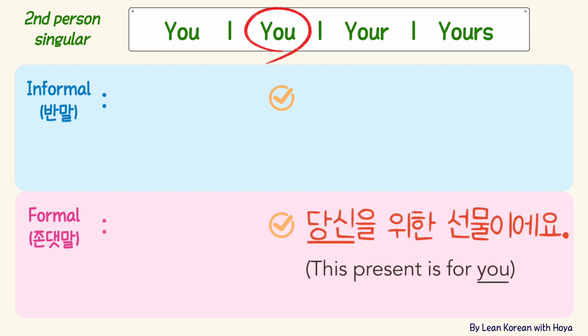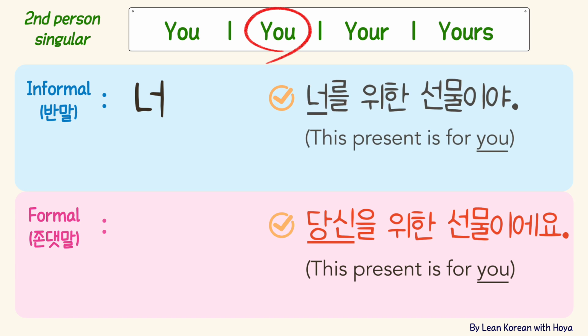The next one is the object pronoun you. And we use the same word for the subject pronoun and the object pronoun. So the informal version is 너. This present is for you. 너를 위한 선물이야.